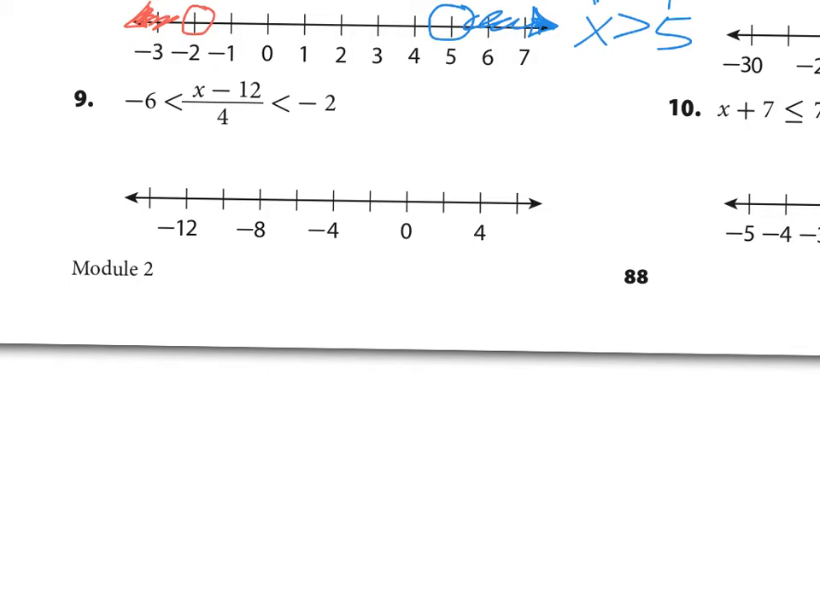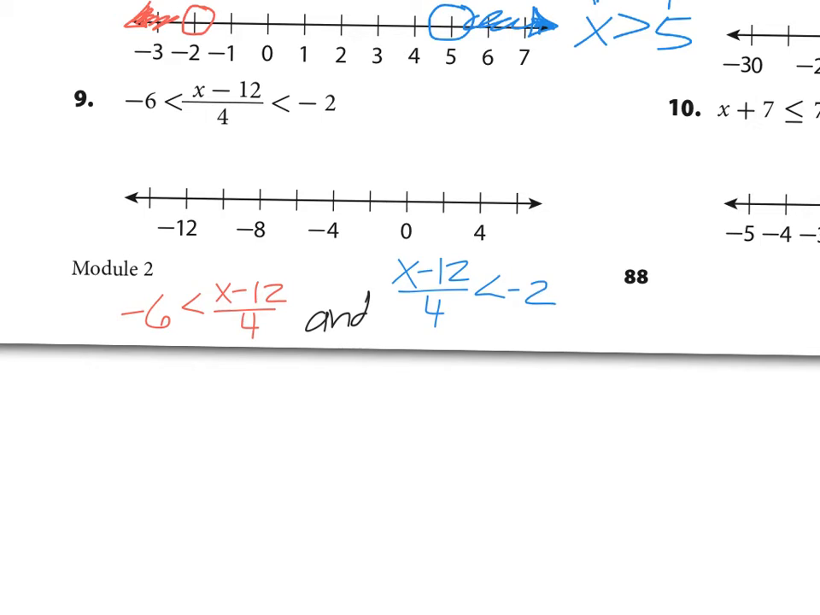So in red, I'm going to do the left-hand side. Negative 6 is less than x minus 12 over 4. And now I'm going to write the right-hand side. The way I do that is I cover up all of this, and then I just take the middle part and the inequality symbol here. So I have x minus 12 over 4 is less than negative 2.